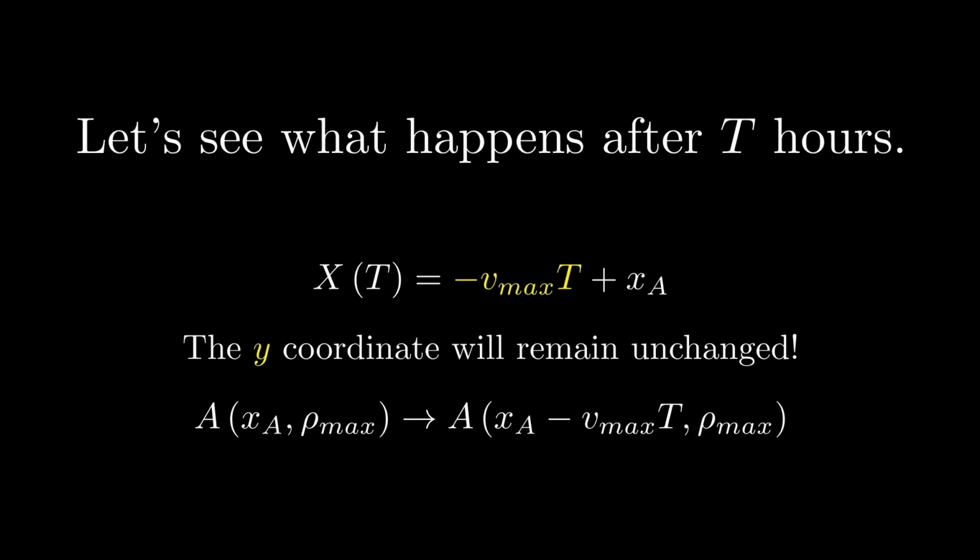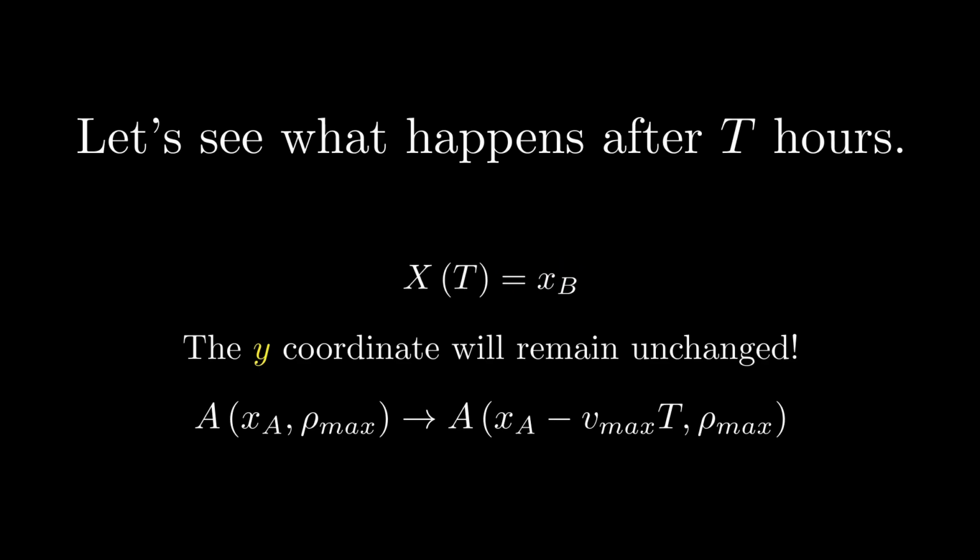Notice that this translation factor is completely determined by time and the characteristic itself. The negative sign matches the characteristic pointing to the left, and the magnitude v max of the translation is the slope of the characteristic. Let's examine the point B.